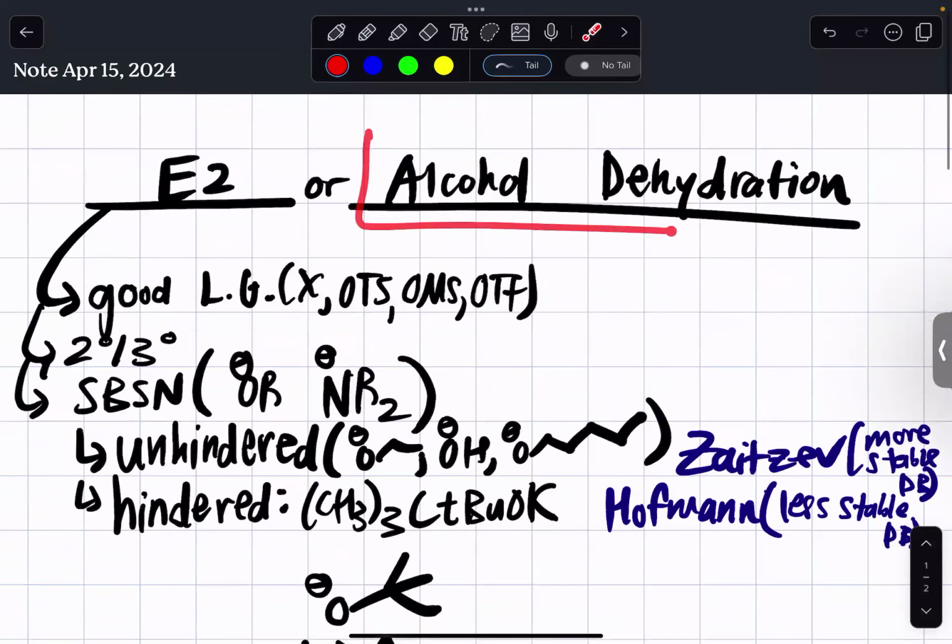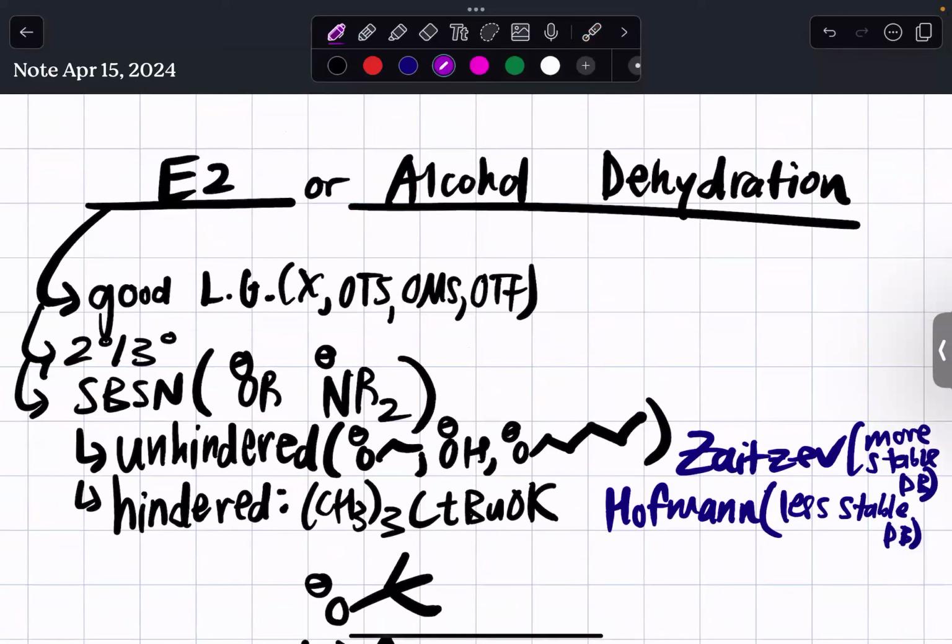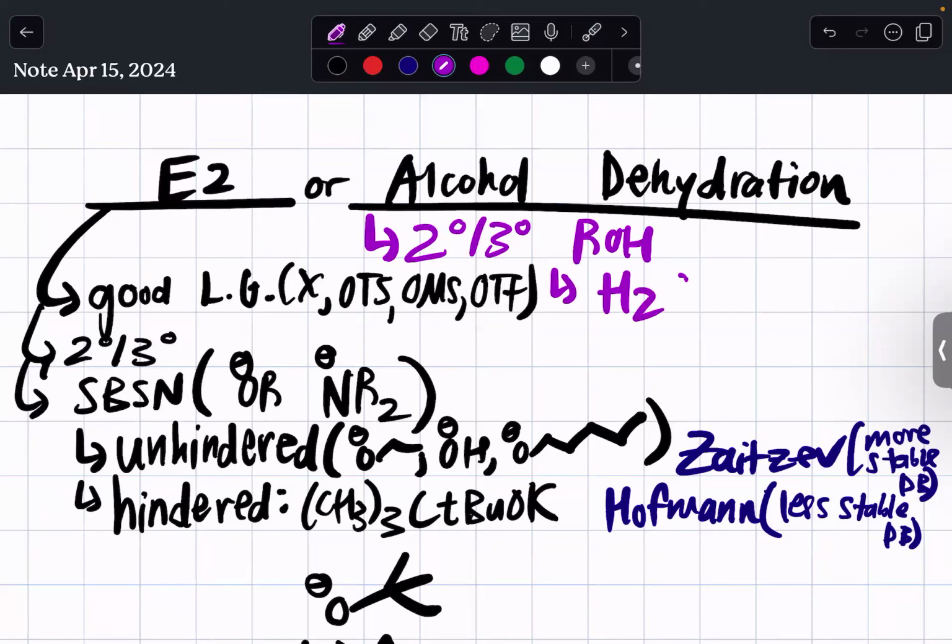You can also have alcohol dehydration, where what you'll see as the reactant is an alcohol, most likely secondary or tertiary alcohol. If it's primary, then that will most likely undergo an SN2 reaction, which will form the symmetrical ether. But we don't want that. We want an alkene. So secondary or tertiary alcohol under a strong acid like H2SO4 and heat. Pascal says high heat is around 170 to 180 degrees Celsius. And that's basically it.